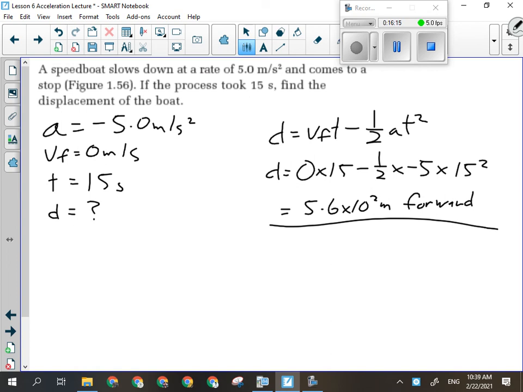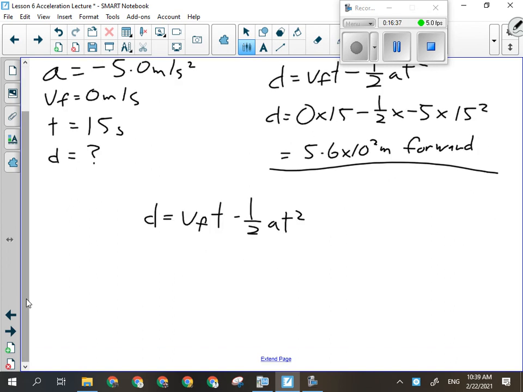Okay, manipulating rules, very similar to the other one. You're not going to be asked to find t unless VF is 0. The rest of the manipulations are kind of the opposite. So we've got d equals VF times t minus 1/2 AT squared. If I want to find VF, I add the 1/2 AT squared over to the other side, and then I divide both sides by t, and that'll leave me with VF. Very similar to the last formula for that one.